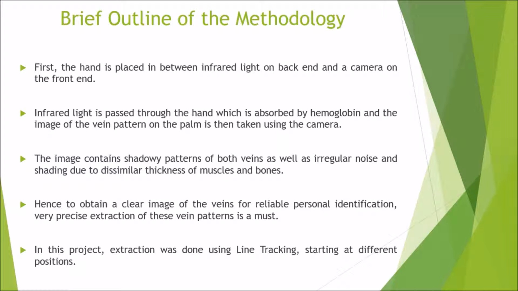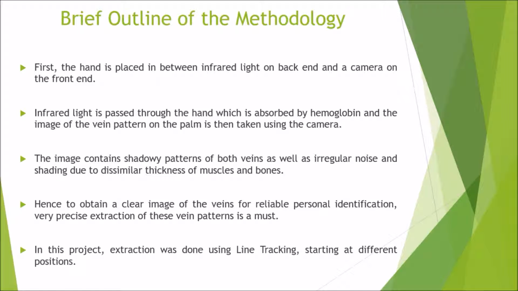A brief outline of the methodology is as follows. First, the hand is placed in between infrared light on its back end and a camera on the front end. Infrared light is passed through the hand, which is absorbed by hemoglobin, and the image of the vein pattern on the palm is then taken using the camera. The image contains shadowy patterns of both veins as well as irregular noise and shading due to dissimilar thicknesses of muscles and bones. Hence, to obtain a clear image of the veins for reliable personal identification, very precise extraction of these vein patterns is a must.